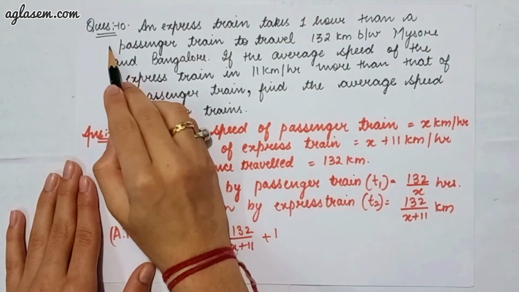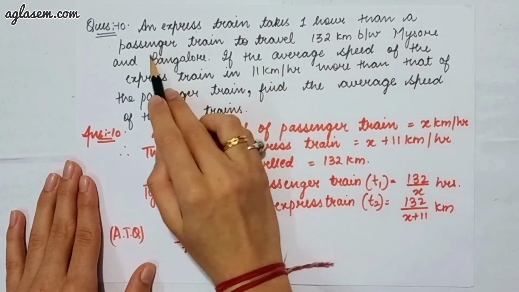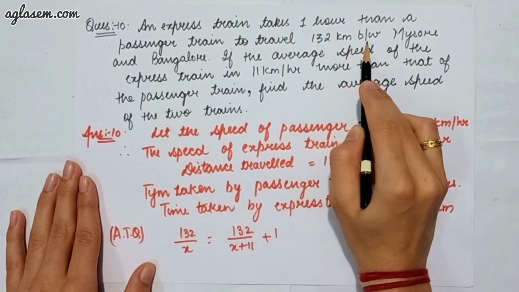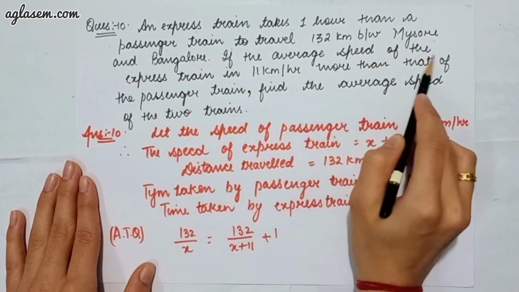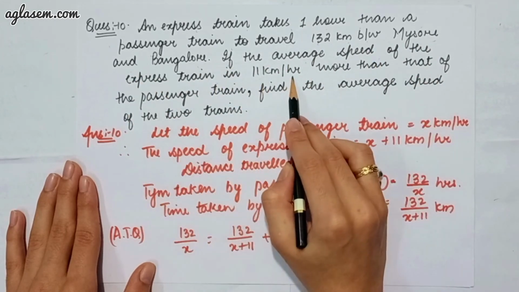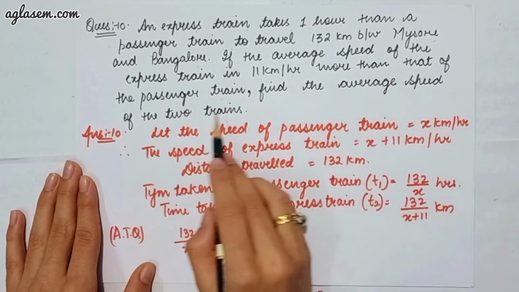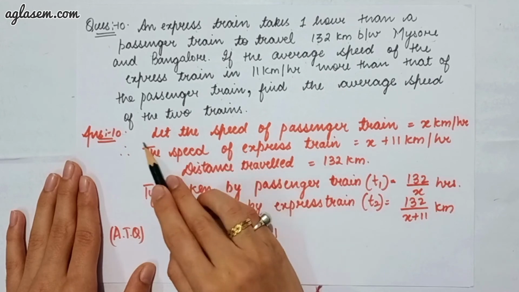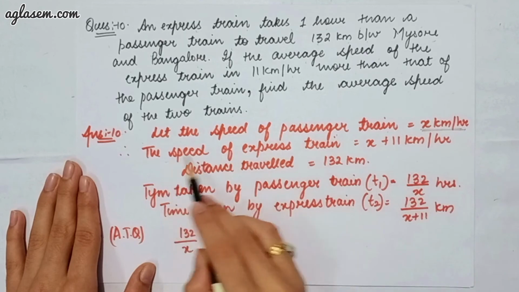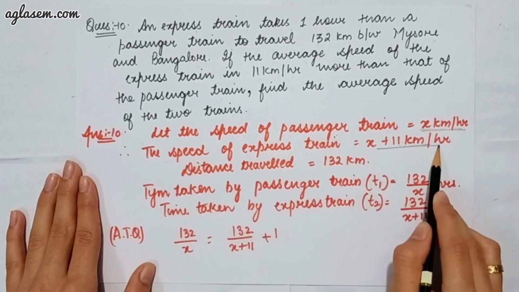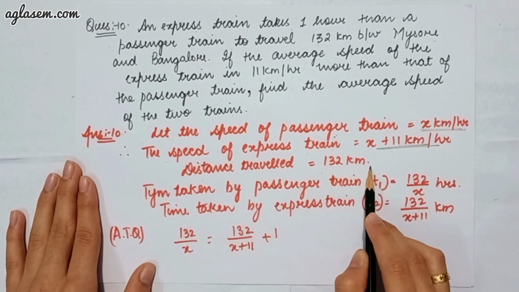Moving to our 10th and the last question, which says an express train takes 1 hour less than the passenger train to travel 132 km between Mysore and Bangalore. If the average speed of the express train is 11 km per hour more than that of the passenger train, find the average speed of the two trains. So here we have to let the speed of the passenger train be x km per hour. So the speed of the express train will be x plus 11 km per hour. Distance travelled is equal to 132 km, which is given to us.